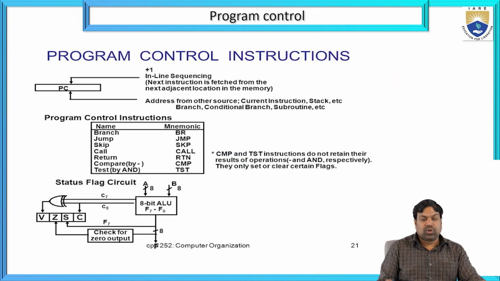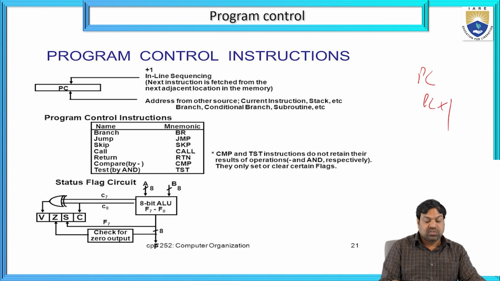Now program control instructions. Program control instructions mean PC, so we go for PC plus one. PC plus one is the inline sequencing: the next instruction is fetched from the next adjacent location in memory. Addresses come from other sources such as the current instruction, stack, etc. Branch, conditional branch, subroutine, etc. are the program control instructions.